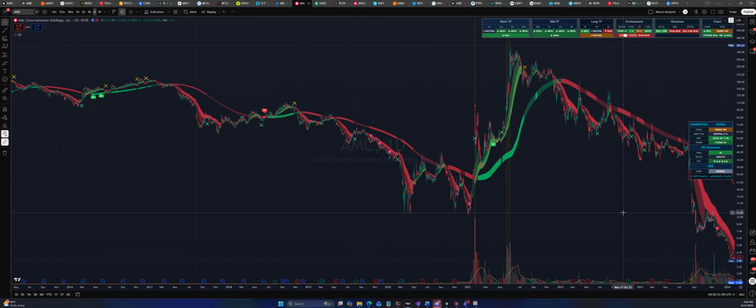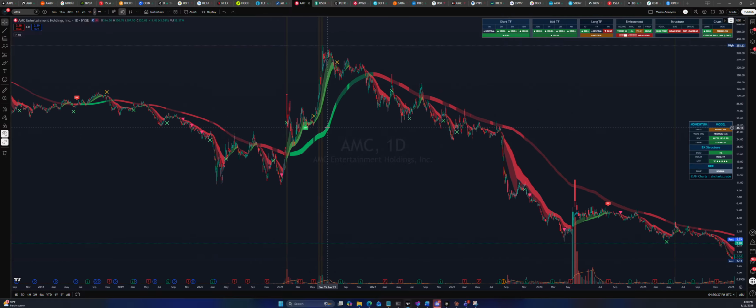As simple as this. This indicator tracks institutional buying and selling. It tracks institutional regime using statistical models. That's how I'm building it.